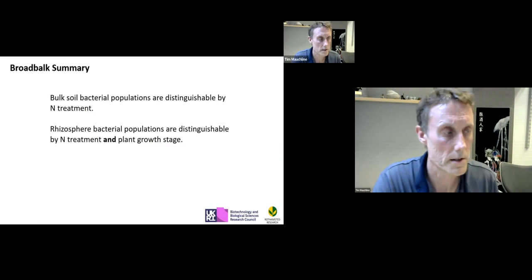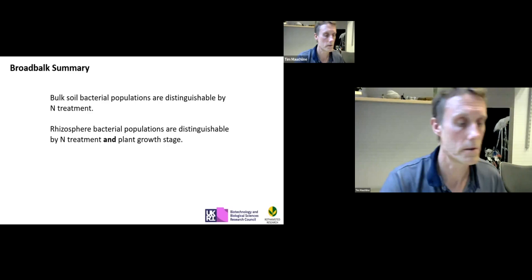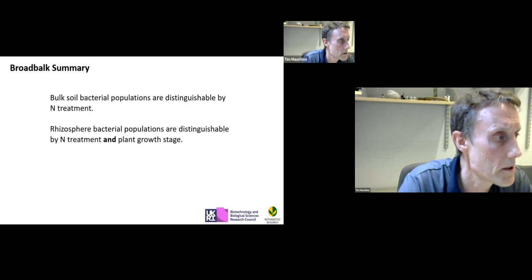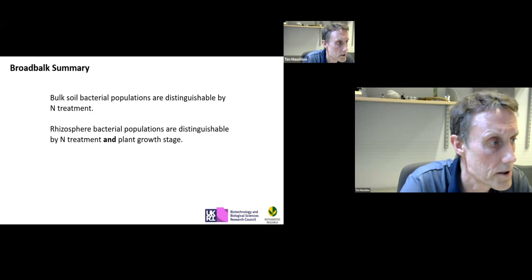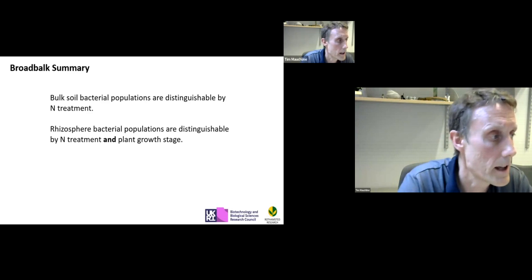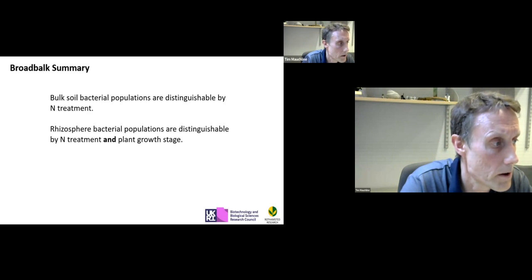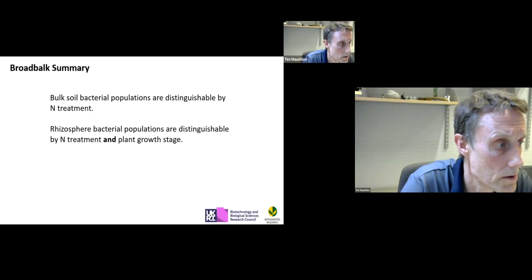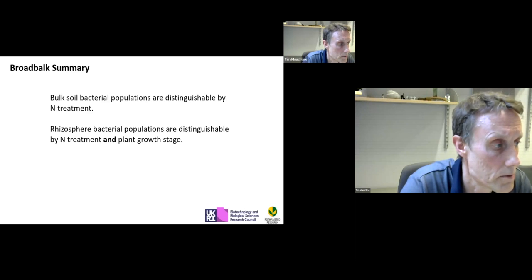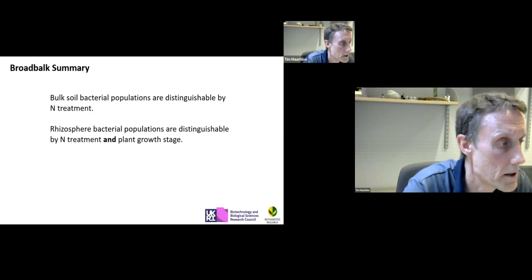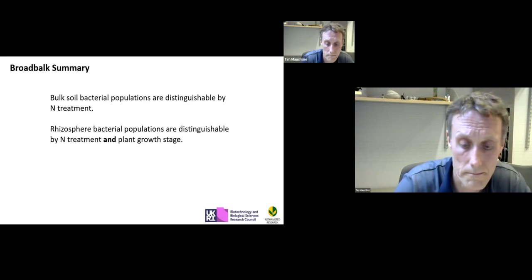Just to summarize this small part about the nitrogen work: the bulk soil bacterial populations are distinguishable by N treatment, and the rhizosphere bacterial populations are also distinguishable by N treatment, but there's also an added temporal stage here to do with plant growth.